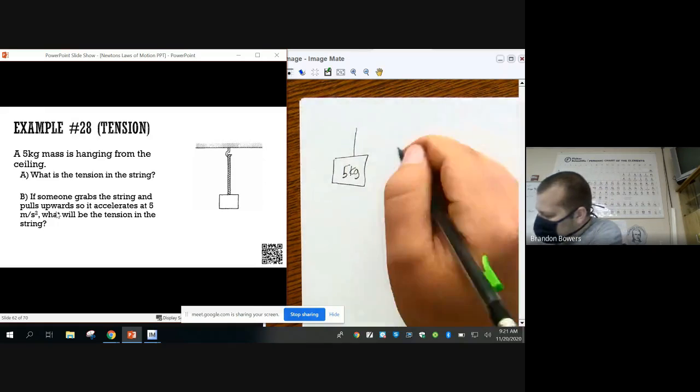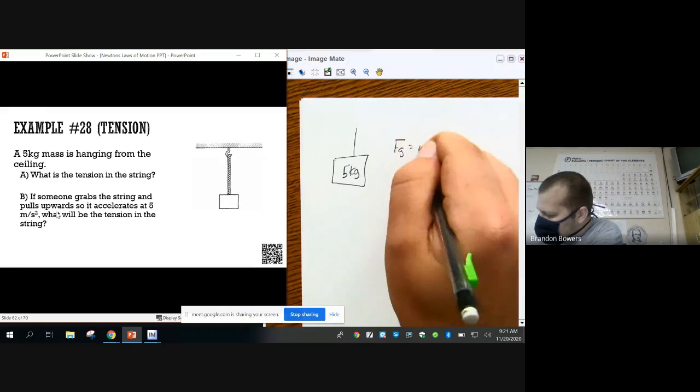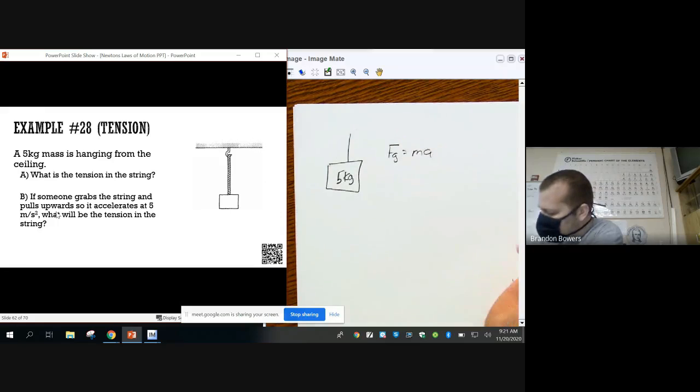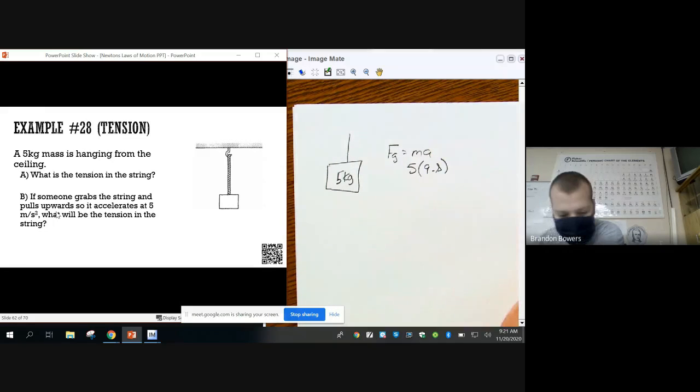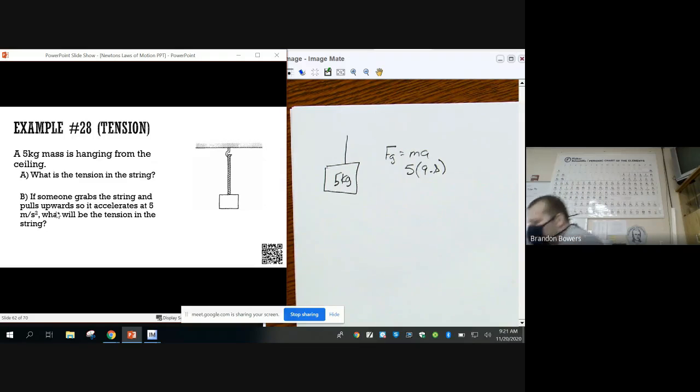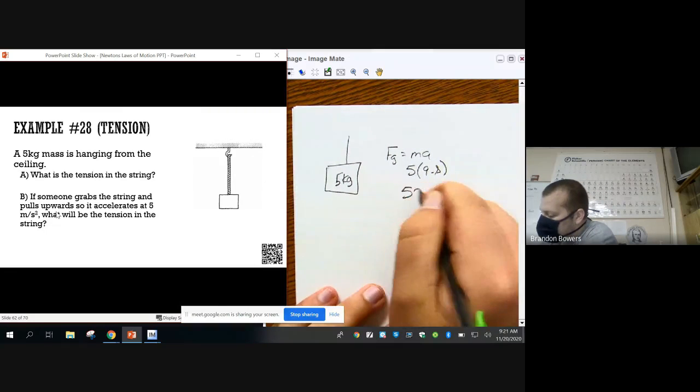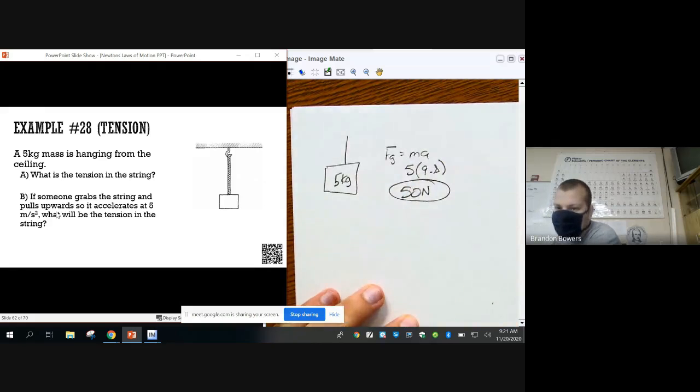So the force of gravity is equal to the mass times the acceleration due to gravity. So 5 times 9.8. I think I need a calculator. 49. So 1 sig fig, 50 newtons of force. How's that for tension? That was pretty easy. Not bad.